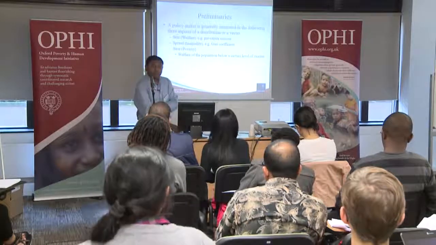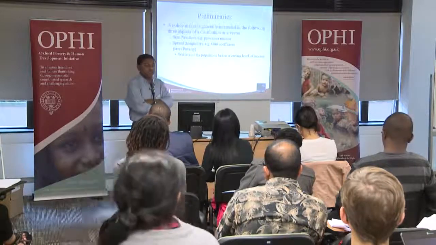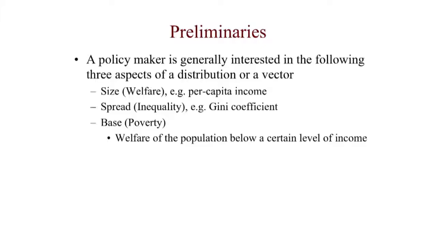Now, this is something that Sabina was also talking about in the last session, that a policymaker is generally interested in 3 different aspects of a distribution or a vector. Size is just following the terminology of James Foster. I'm his student, so I tend to use his ideas. So size, which is generally about welfare, human development index, per capita gross domestic product, happiness index, they generally measure the size of the entire distribution. So you have the distribution and you want to give a particular number from this distribution, and that's actually the welfare analysis.